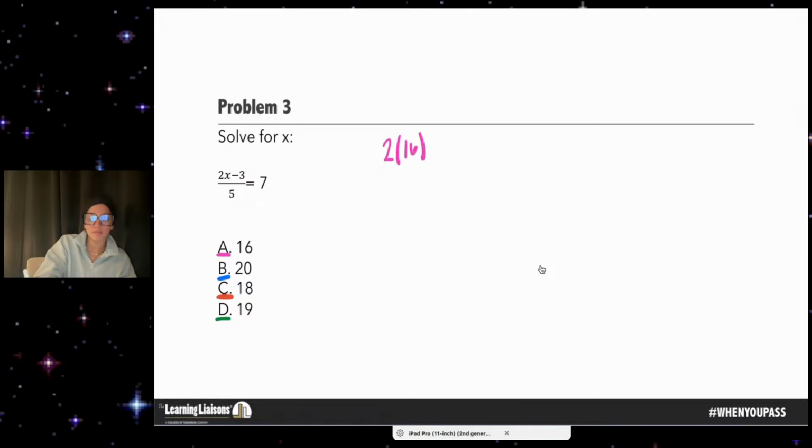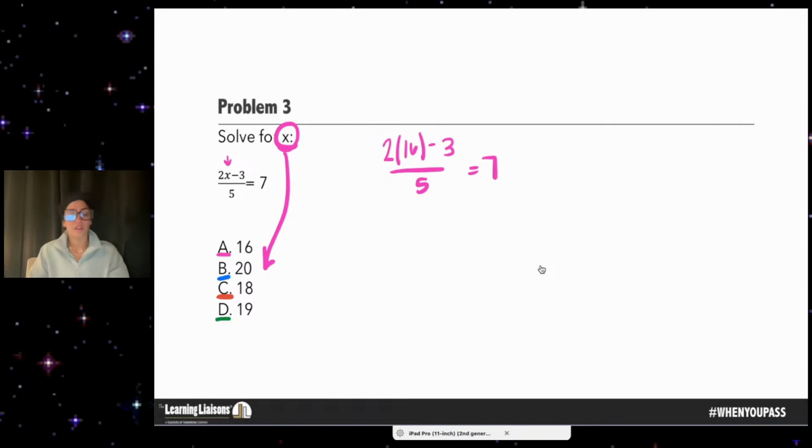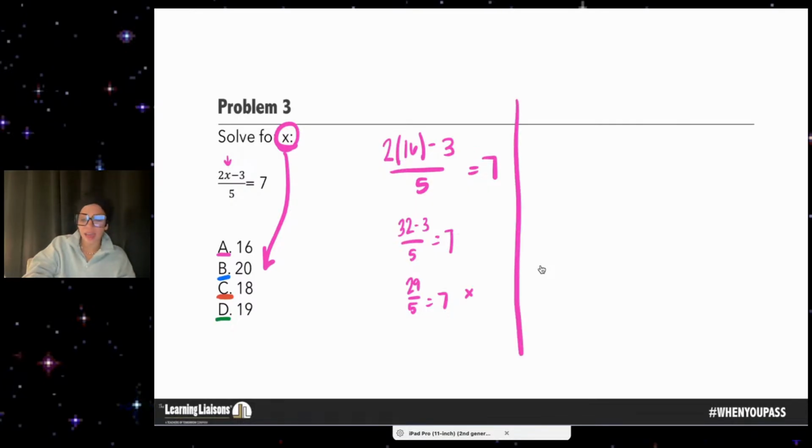2 times 16 minus 3 divided by 5 equals 7. I keep everything the same other than substituting x in. 2 times 16 is 32. 32 minus 3 divided by 5 needs to equal 7. 32 minus 3 is 29. And 29 divided by 5 is not 7 because I know that 35 divided by 5 is 7. So I don't even need to use my calculator or solve this. I already know that that is not the correct answer.